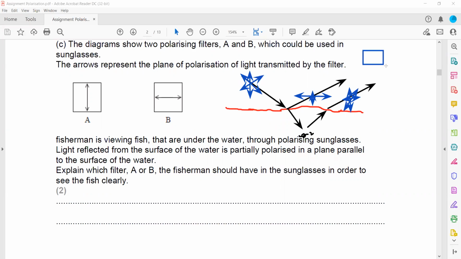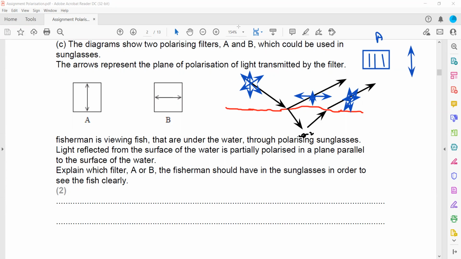For example, if I use B, because the question is which polarizing filter should be used, A or B, what happens? Because B allows the horizontal component to pass, B will allow the reflection to pass, so it won't reduce the reflection. We want to reduce the reflection. So which polarizing filter should we use? We should use A, because when we use A, only the vertical components will be able to pass through and the horizontal component will be completely blocked. So the reflection from the surface will be blocked.